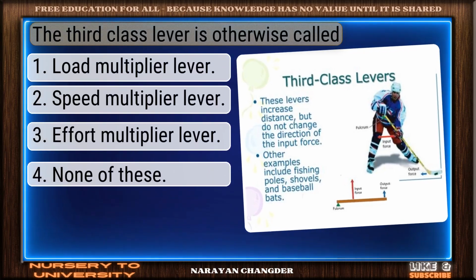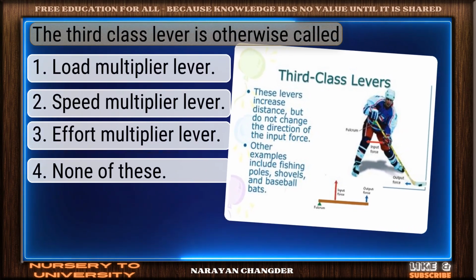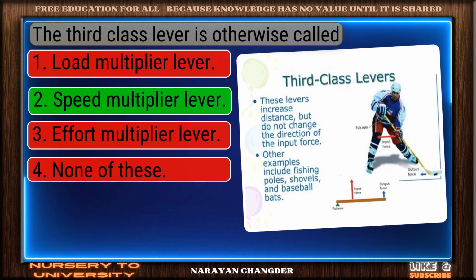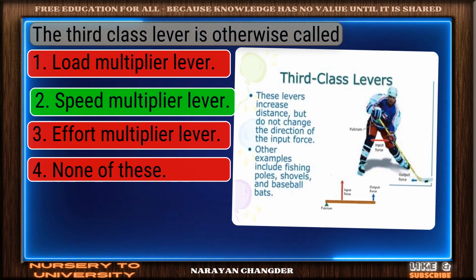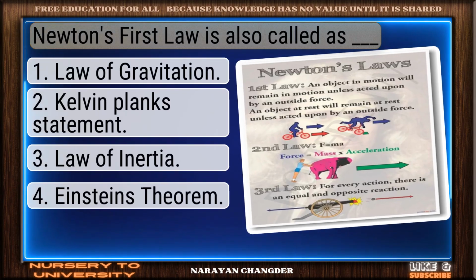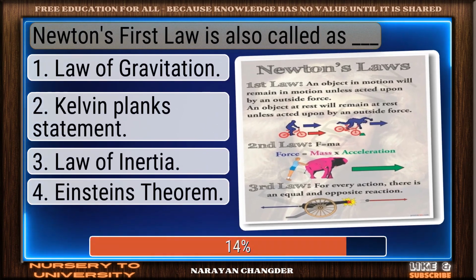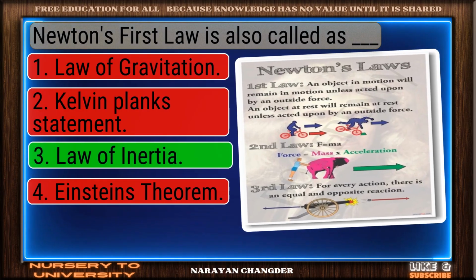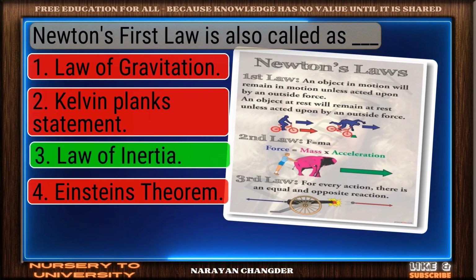The third-class lever is otherwise called? Nicely done. Speed multiplier lever is a solid answer. Newton's first law is also called as dash. Correct response. Law of inertia is the most accurate answer.